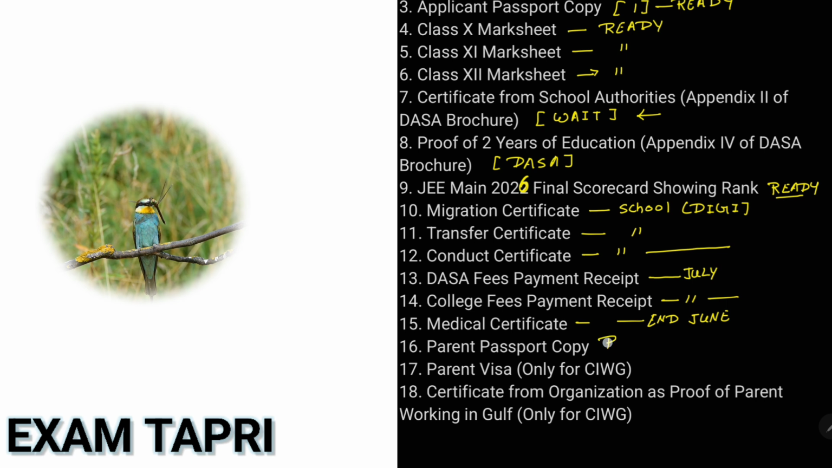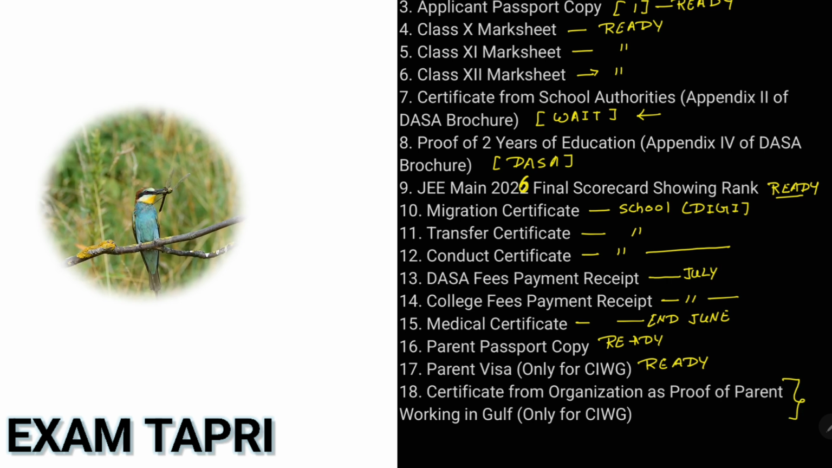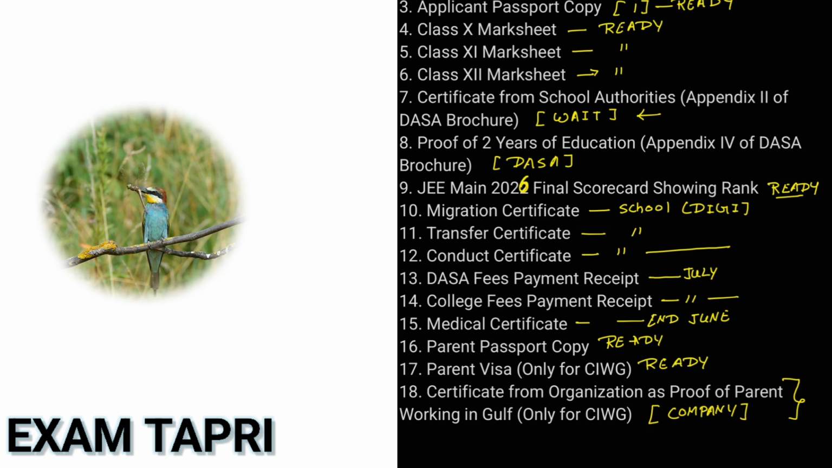Parents' passport. Parents' visa copy. You must already have it. And a certificate of working, that your parents are working in the GCC countries or the Gulf countries, wherever they are residing. They can get this from the company. If it is in any language like Arabic, then have it translated into English by a translator, and get it signed by the company HR.